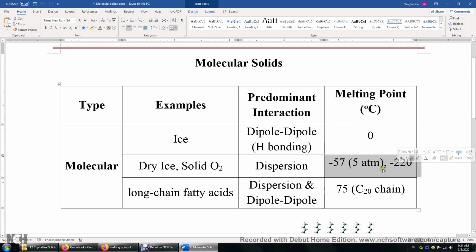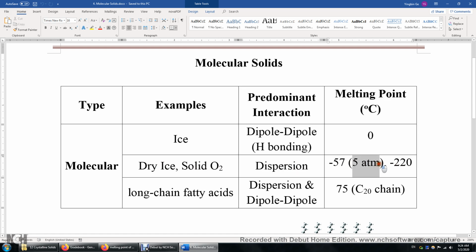The reason is simple. For these two molecules, again, there's no dipole-dipole interaction. The molecules are attracted by dispersion, and these two molecules are fairly small. The dispersion is fairly small. Therefore, it's fairly easy to melt dry ice and solid O2 under a very low temperature.